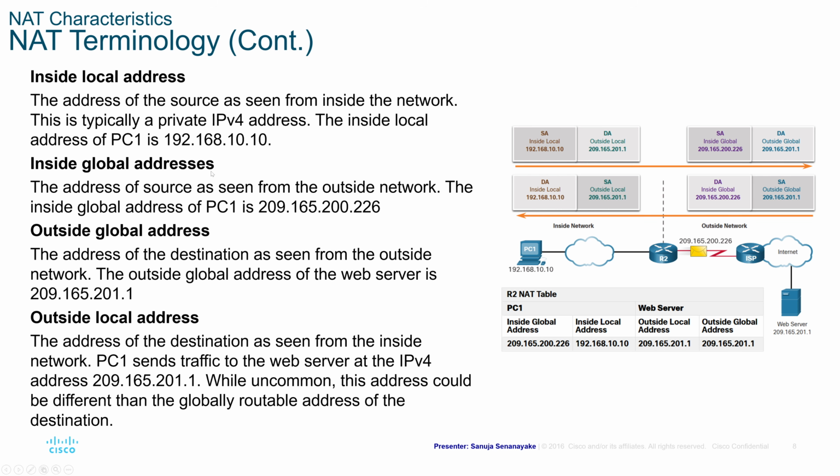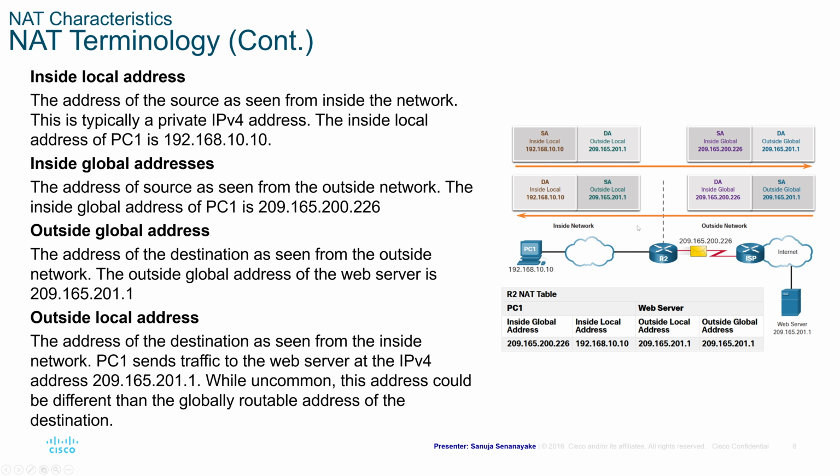The inside global address is the address of the source as seen from the outside network. The inside global address of PC1 in this example is going to be 209.165.200.226. So this is the address of the source as seen from outside of the network. If somebody is looking from outside to the inside of the network, it doesn't see 192.168.10.10. Instead, it sees 209.165.200.226.